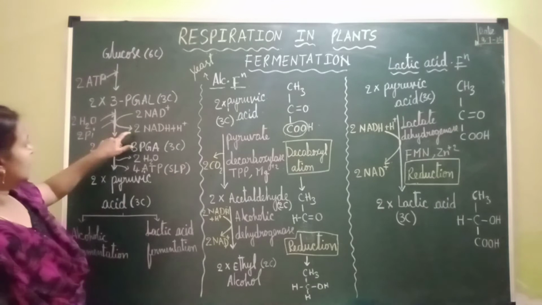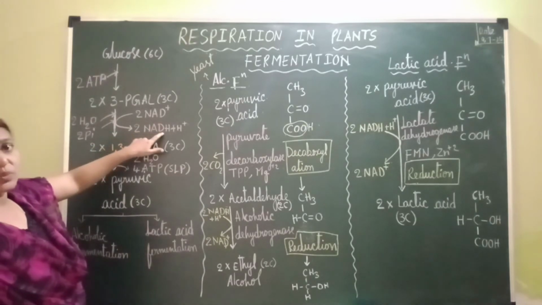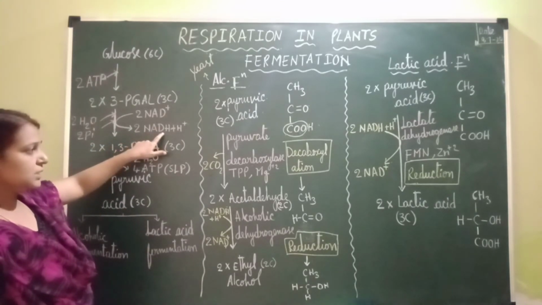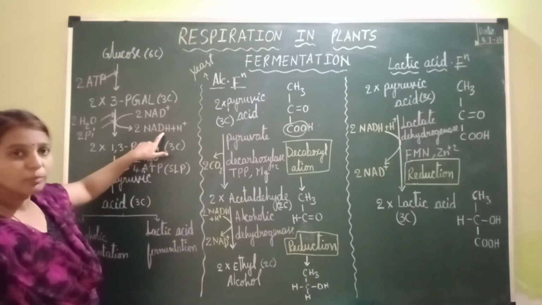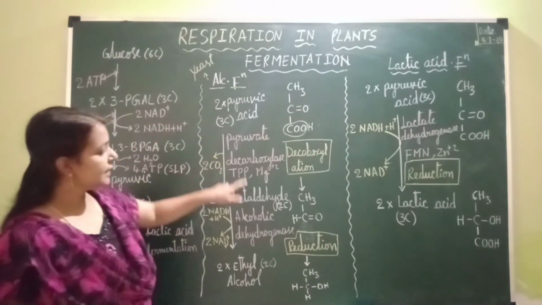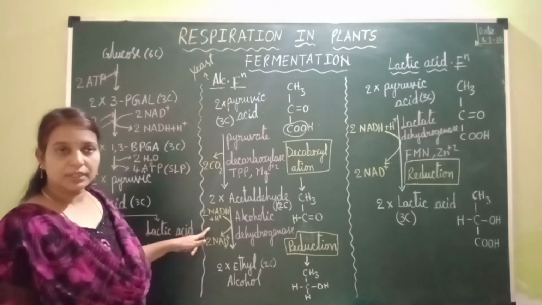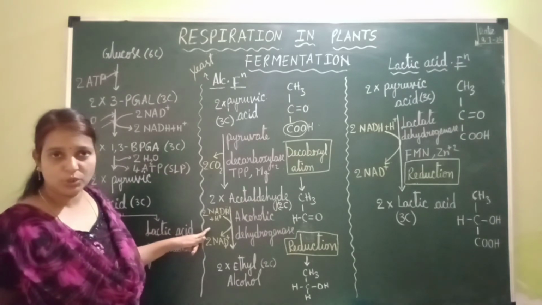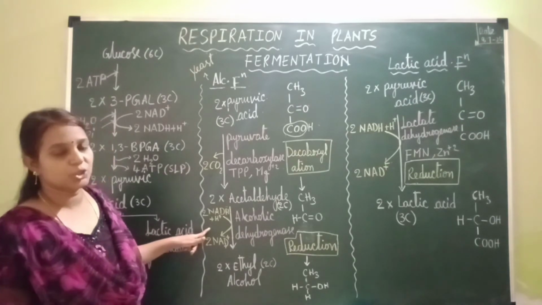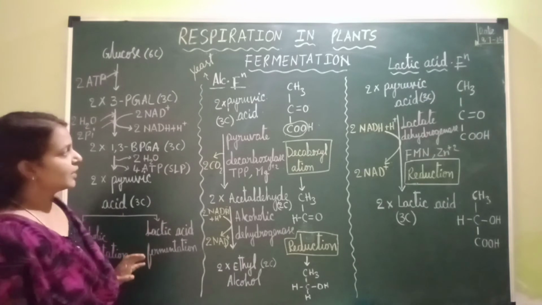So the 2 molecules of NADH plus H plus, which are formed during glycolysis, are utilized during fermentation, that is alcoholic fermentation. So there is no net gain of NADH2 during anaerobic respiration.